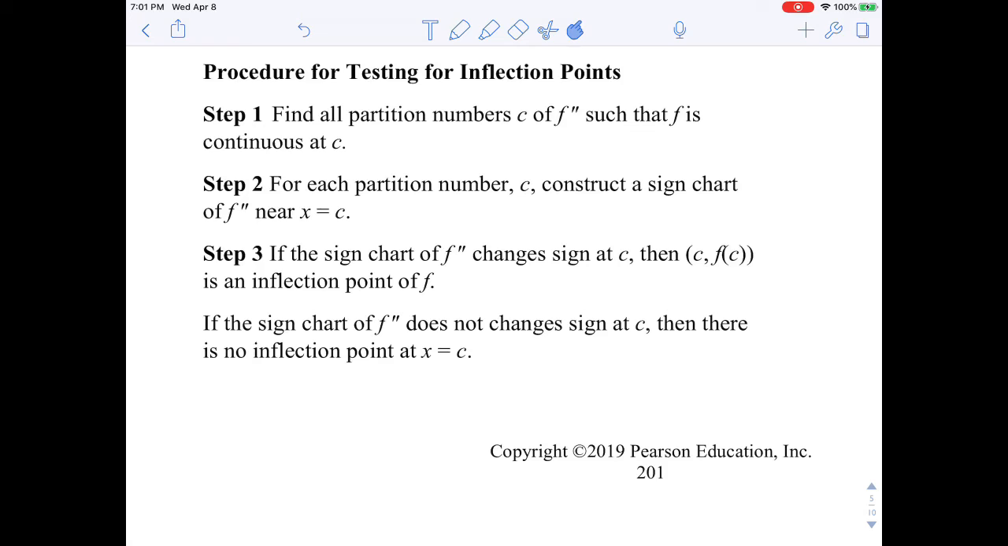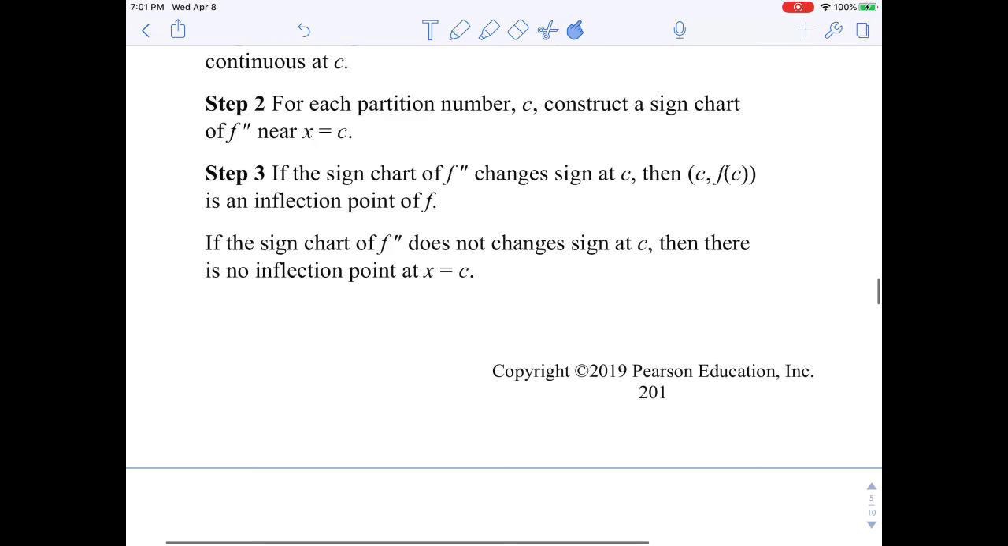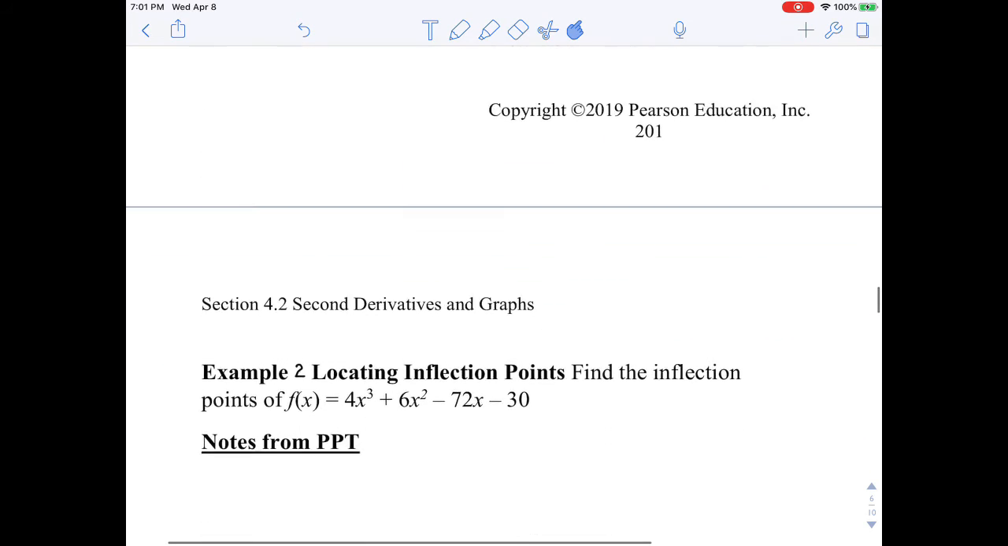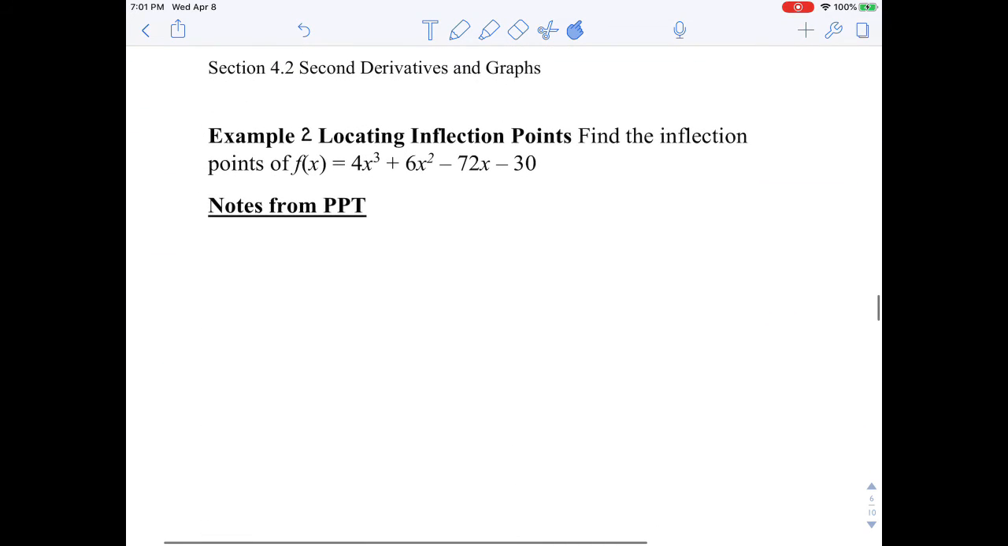So we have a procedure that we can use to test for the inflection point. Again, you're going to find your second derivative, find the partition numbers, construct a sign chart like I was doing up above, and then see where the sign changes. If it changes, that is an inflection point. If it does not, then there's no inflection that occurs there. So let's try this example, finding the inflection point.